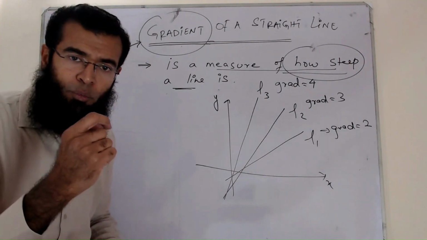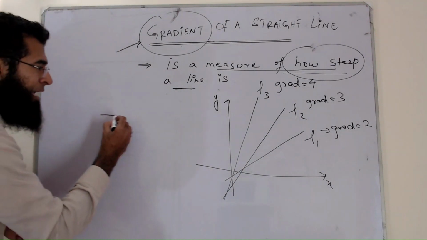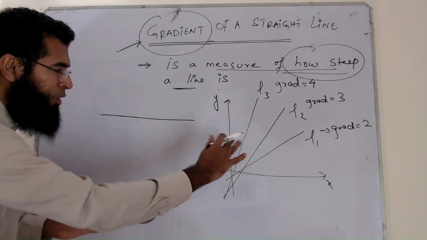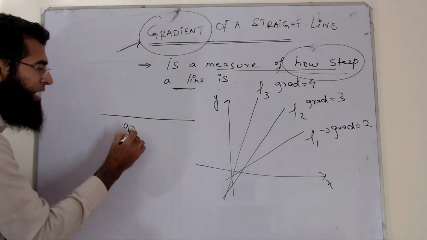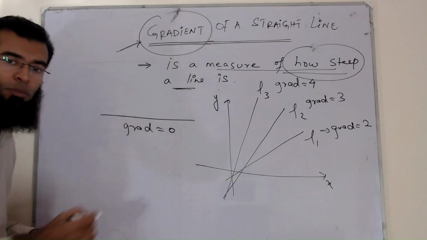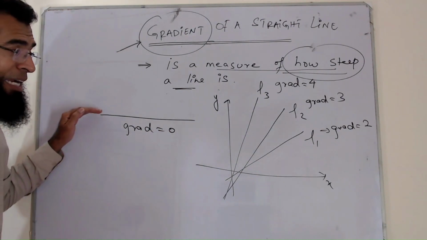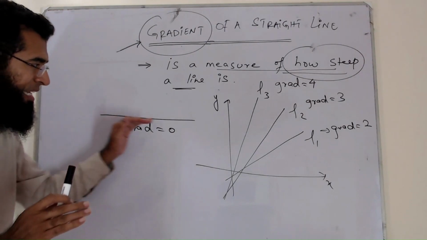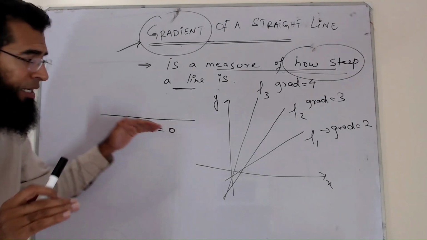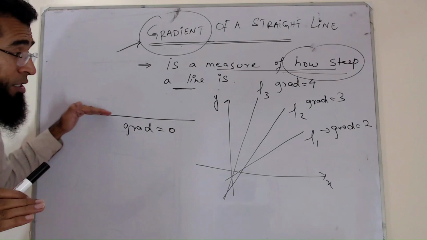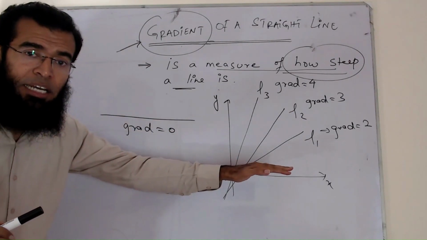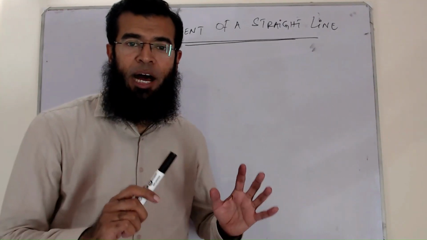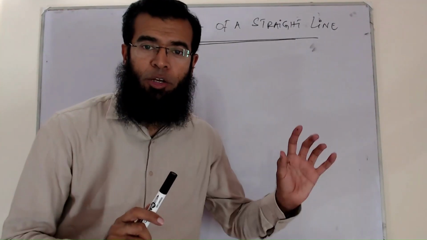And one more thing. If a line is horizontal, it is parallel to the x-axis, so the gradient will be 0. Why 0? Because it has absolutely no slope. It is not steep, it has no slope in it. So if a line is horizontal to the x-axis, the gradient will be 0 because it has no slope. Let's see how we can calculate the gradient of a straight line.